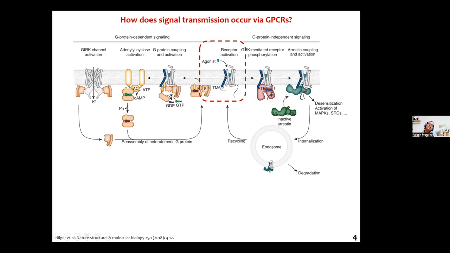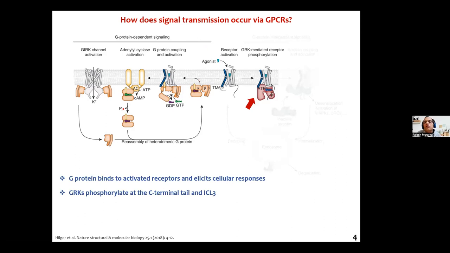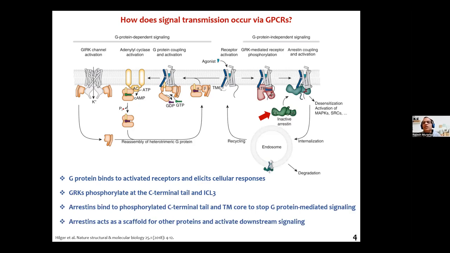To maintain homeostasis of cellular signaling, the G protein signaling has to stop. To stop it, there is another family of transducers known as G protein-coupled receptor kinases. They bind with the activated receptor and preferentially phosphorylate the C terminal of the receptor, which is a disordered tail. Once the C tail is phosphorylated, another transducer, known as beta arrestin, binds with the receptor and occludes the transducer binding cavity so that the G protein cannot bind further.